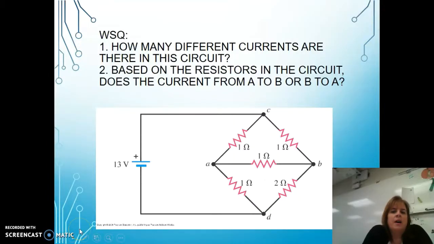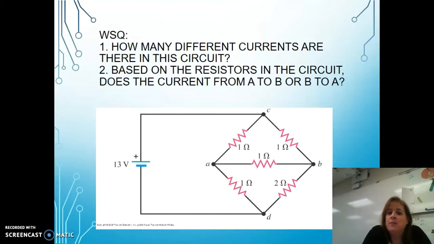All right, we'll work on some more in class, but here's my WSQ for you. With this circuit right here, how many different currents are there? It's definitely not just 2 this time, or 3. So let me know what you think there.